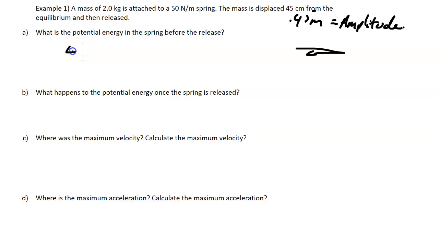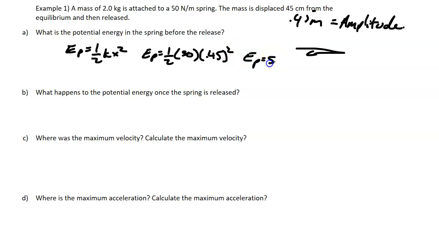Well, that's going to be using the 1/2 kx squared formula. So 1/2 of 50 times 0.45 squared. And you're going to find that's 5.06 joules to 3 significant digits, or to proper 2 significant digits, 5.1 joules.